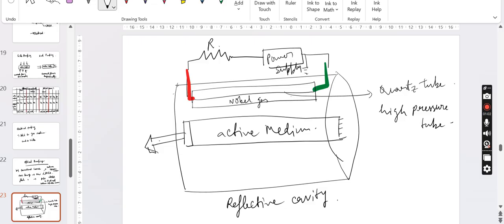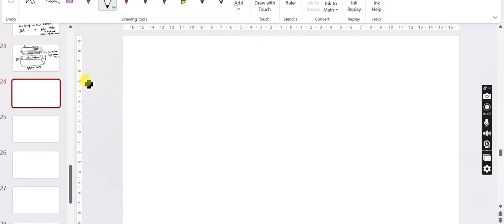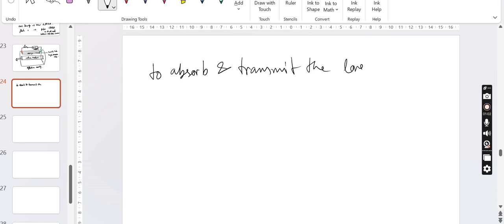longer wavelength. So basically, to absorb and transmit the longer wavelength, which causes thermal lensing.